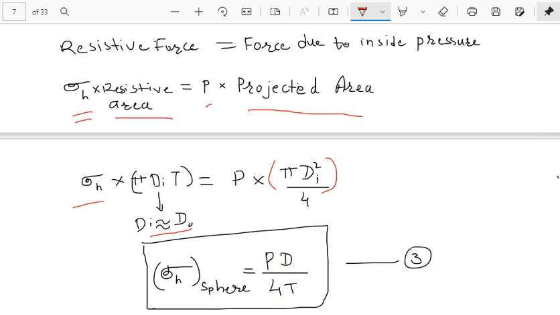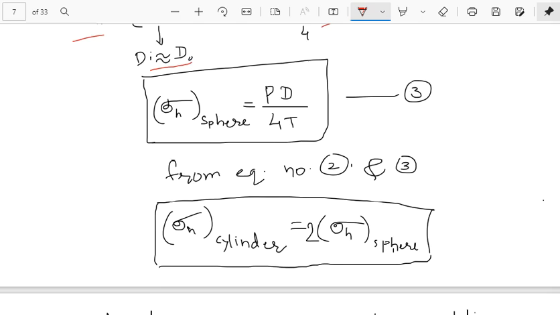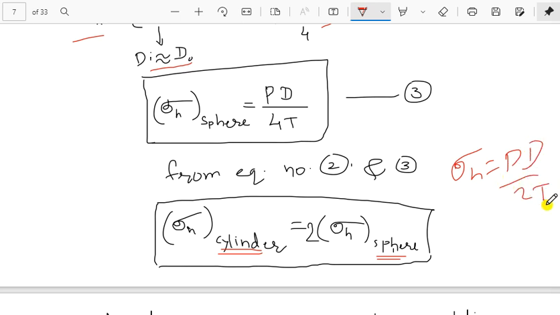Now again we will compare this with the hoop stress in the cylinder or cylindrical pressure vessel. What we got in the earlier design for the cylinder, hoop stress was equal to PD by 2t, isn't it? Hoop stress was PD by 2t, and here it is PD by 4t. That means the stresses generated inside the cylinder are more as compared to the spherical vessel. So always we should use a design of spherical shape.